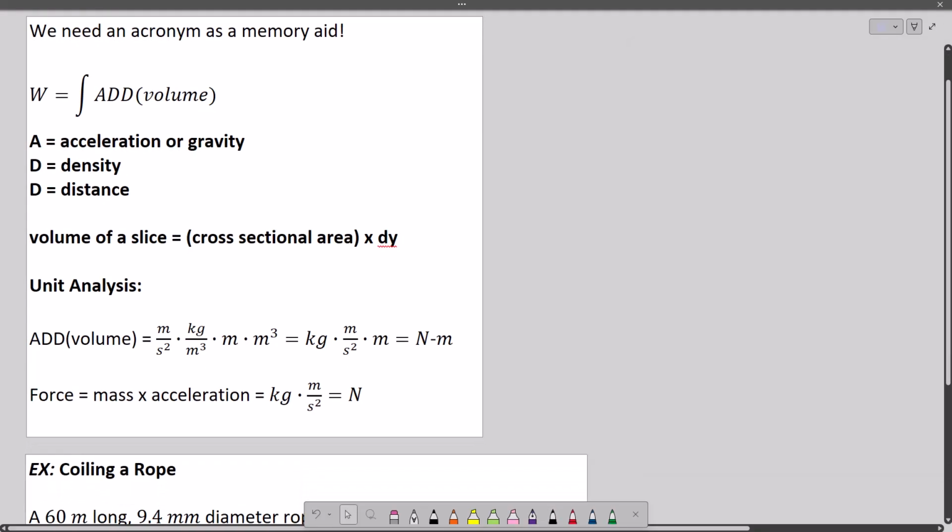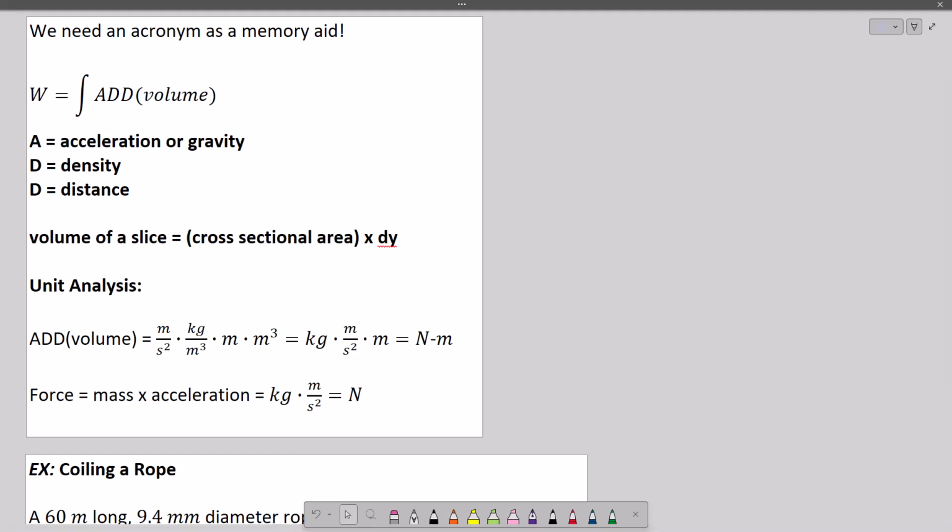Here is going to be our acronym. ADD volume. This is going to be force times distance, so this is going to be work right here. ADD volume. And then I've got the units all laid out here, just like I talked about on the previous slide. So A is going to be acceleration, D is going to be density, second D is going to be distance. Volume is going to be the volume of a slice, which is cross-sectional area times dy. All right, let's take our 10-minute break, and then we'll dive into that crazy formula in a little more detail.